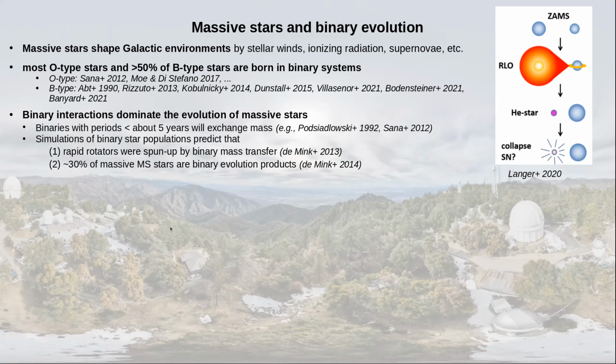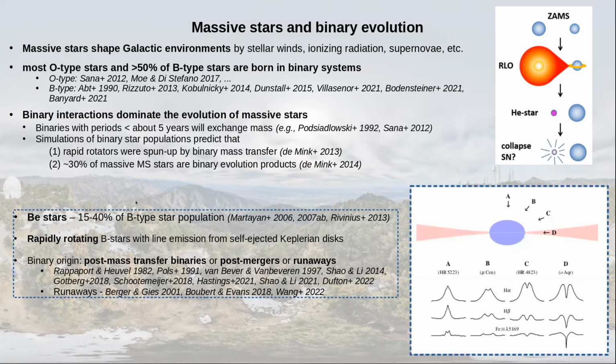And this brings me to BE stars, which are a subclass of the B-type star population, about 15 to 40% of B-type stars, depending on the metallicity of the environment. They are rapidly rotating B-type stars, which have circumstellar disks that are self-ejected.